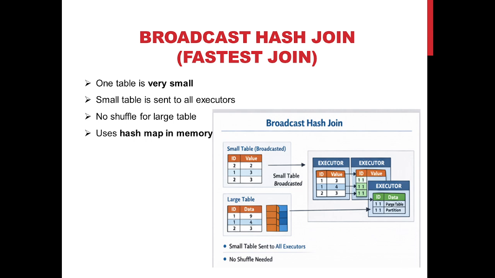Now, broadcast hash join. It's the fastest join. So let's look at the best case scenario. One table is very small. Spark simply copies that small table to every executor. The big table stays where it is. Each executor joins locally in memory. So no shuffle, no waiting. That's why broadcast join is the fastest join.